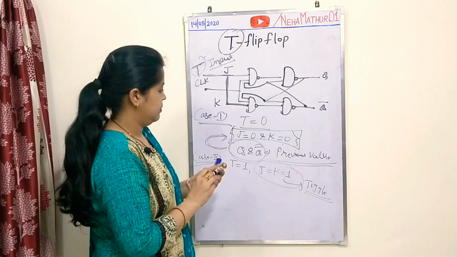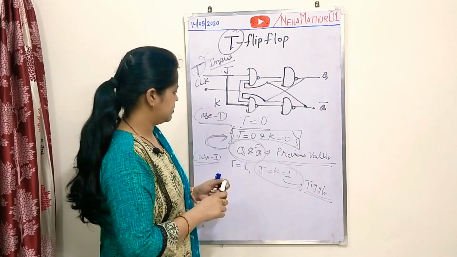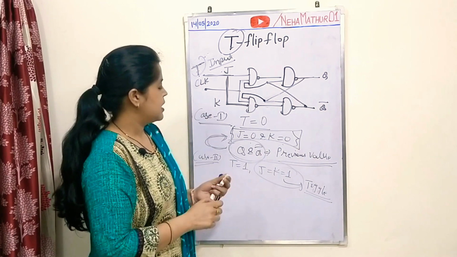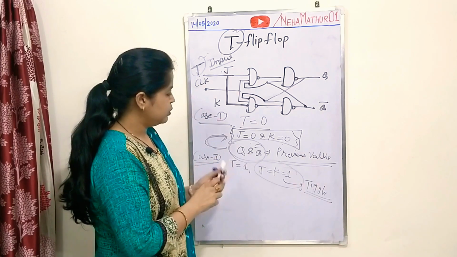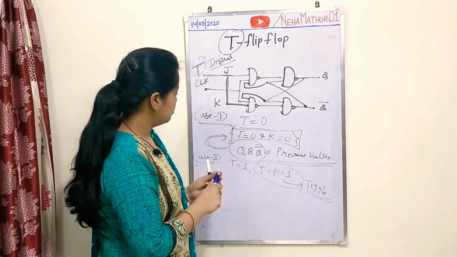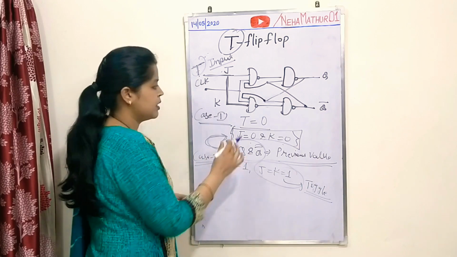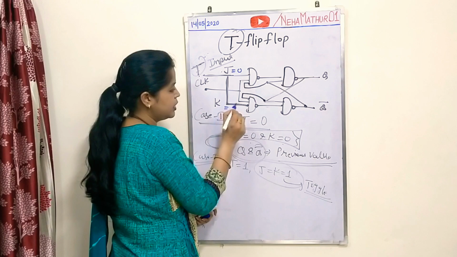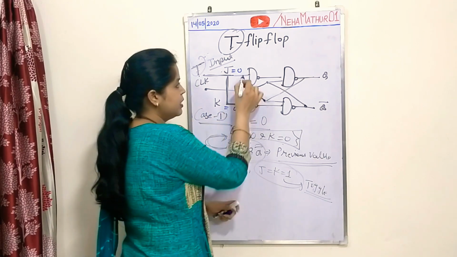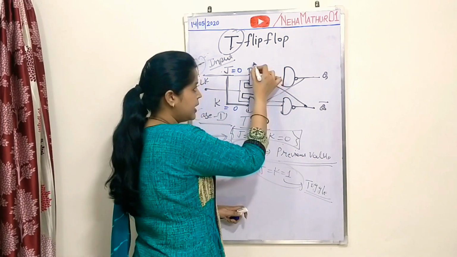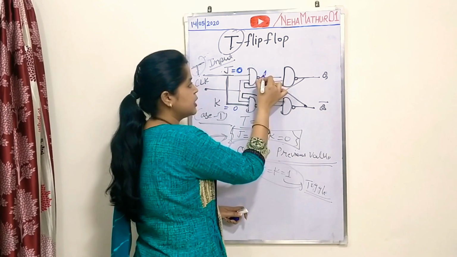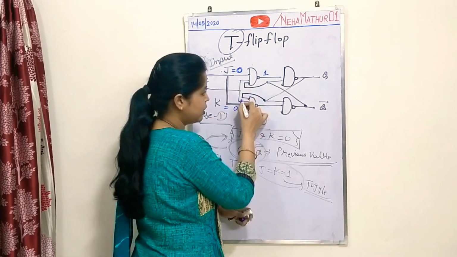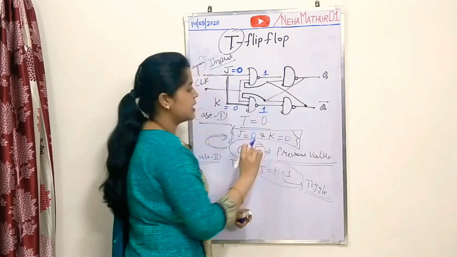I will tell you both the cases. See, when T is equal to 0, that means your J is 0 and your K is also 0. If one of its NAND gate inputs is 0, that means its output will be 1. Similarly, for this NAND gate, the output will be 1.